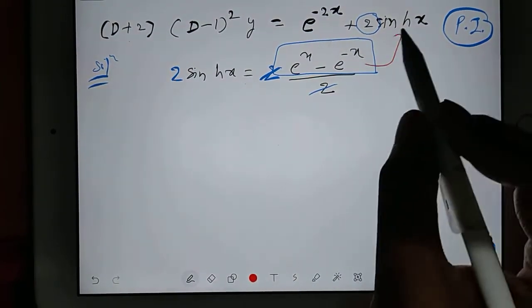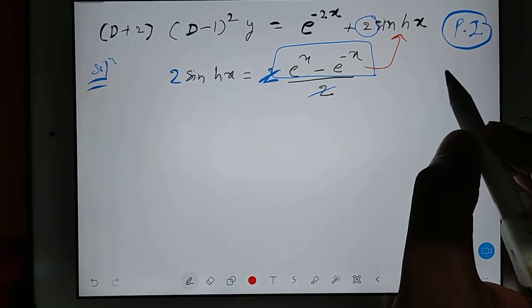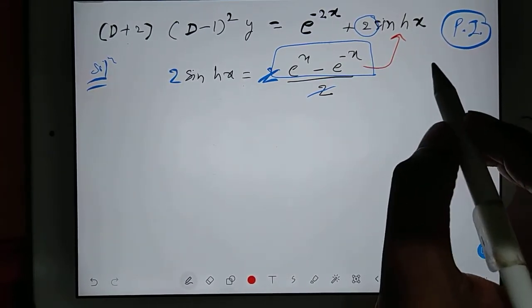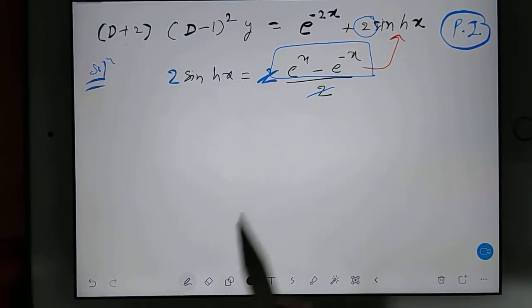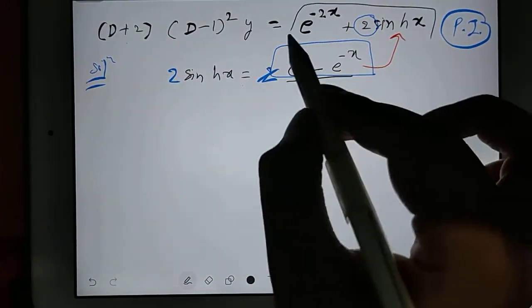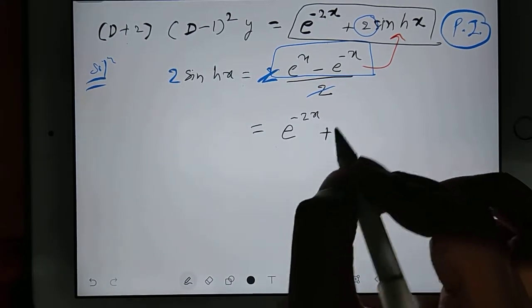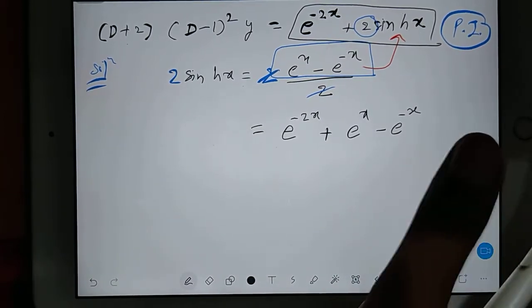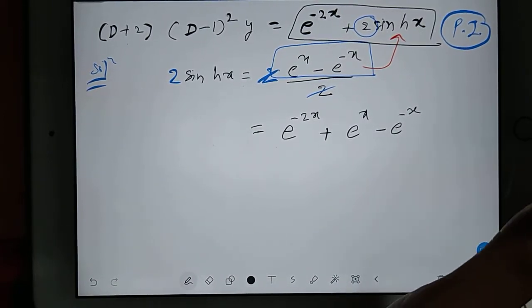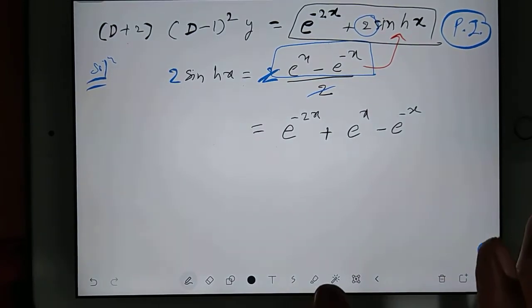So this answer I can replace here, because no need to bother about the hyperbolic function, because we already know the formula for the hyperbolic function in terms of exponential function. So why bother about that? It means the right part will become e power minus 2x plus e power x minus e power minus x. This much is easy now. So after that, what to do? We got 3 terms, and all the 3 terms we will take separately.